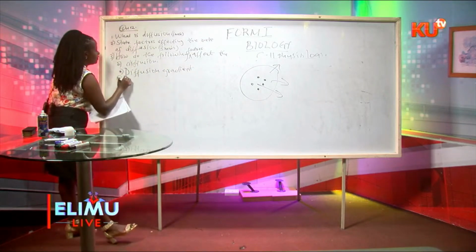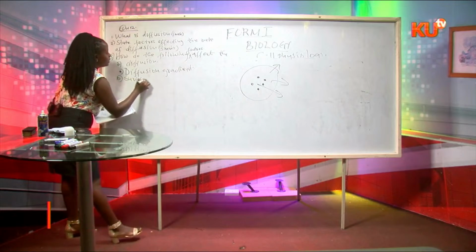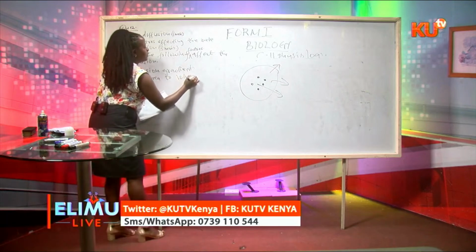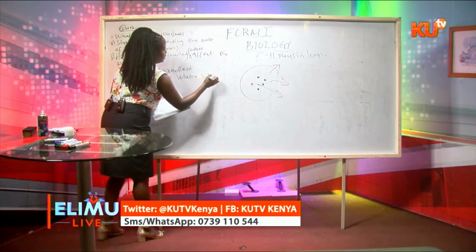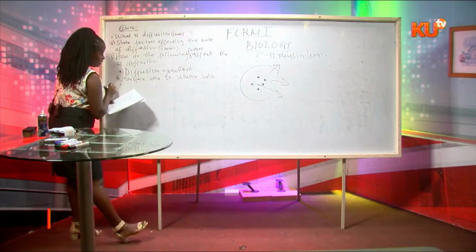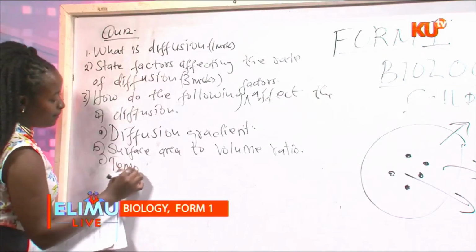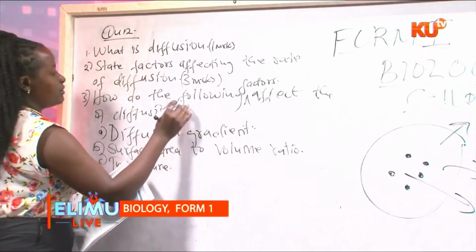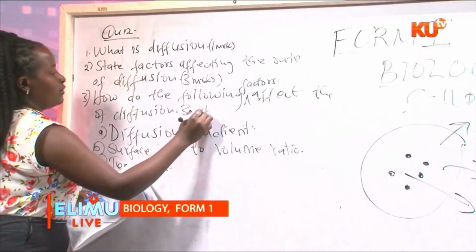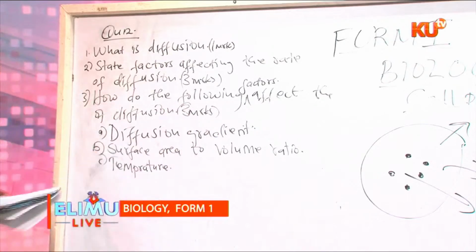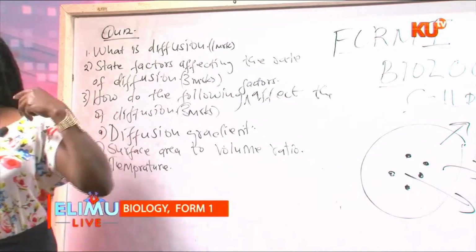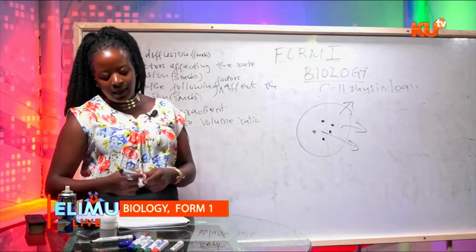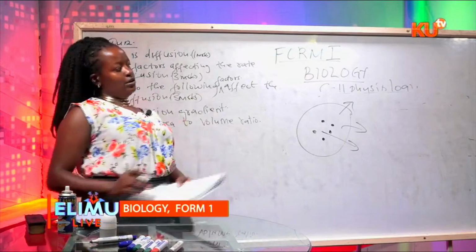Then number B, we have surface area to volume ratio. Then we have temperature. So for each of these factors, give both sides of the factor. Then these questions can also be asked in form of illustrations. You can be given illustrations, drawn illustrations.